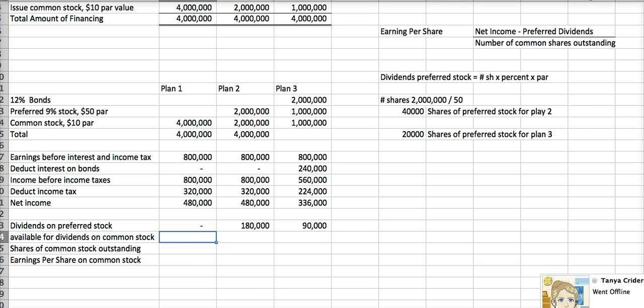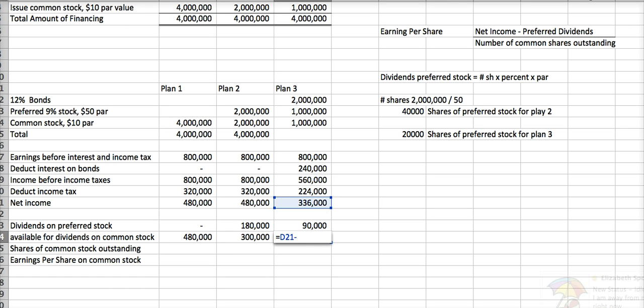Okay, so that gives me available for dividends on common stock. This means the net income that is available for dividends on common stock. So it'll be 480 minus 0 is equal to 480. And then it'll be 480 minus 180. And then it will be 336 minus 90. So that's my available net income for dividends on common stock.